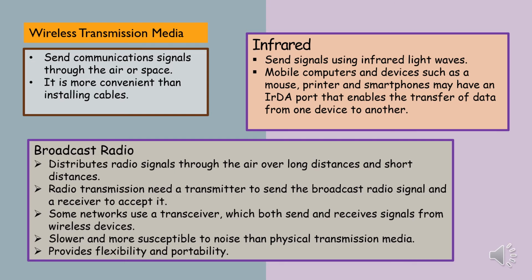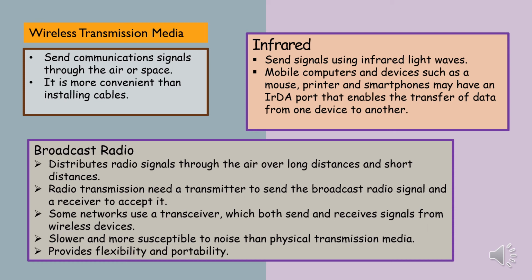The next type of transmission media is wireless transmission media. Wireless transmission media send communication signals through the air or space. Many users choose wireless transmission media because it is more convenient than installing cables. In addition to convenience, businesses use wireless transmission media in locations where it is impossible to install cables. Types of wireless transmission media used in communications include infrared, broadcast radio, cellular radio, microwave, and communication satellites.